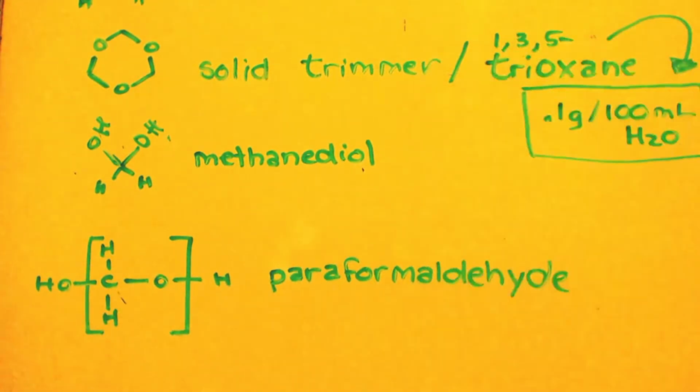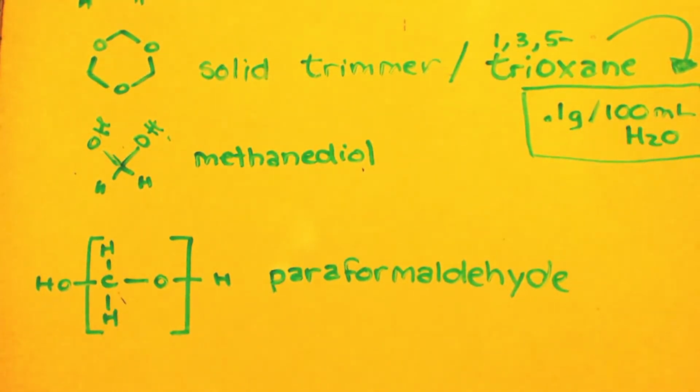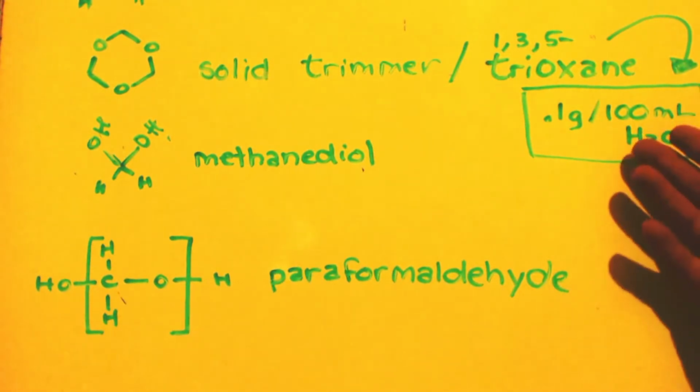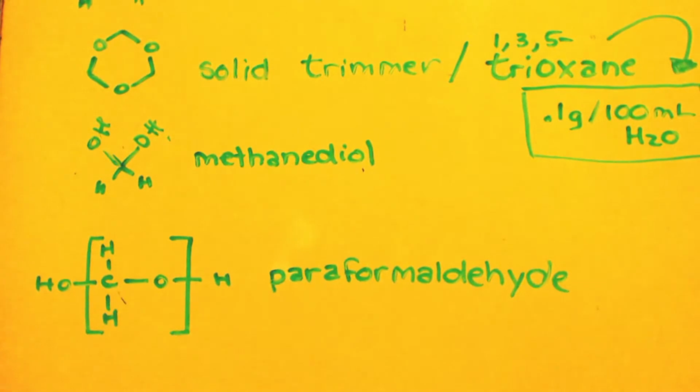Now, this is what I'm confused about, this 1,3,5-trioxane. Here's the solubility in water, 0.1 grams per 100 milliliters of water. But I don't think it breaks down in water. I think you have to add a little bit of some type of strong acid. Let's say you dump your trioxane into the water, but it doesn't break down into the formaldehyde unless you add just a little bit of acid, but very strong acid, you know what I mean, like sulfuric acid.